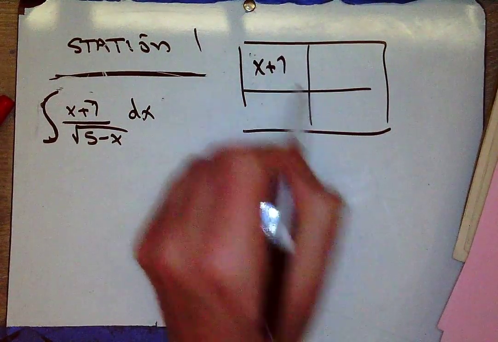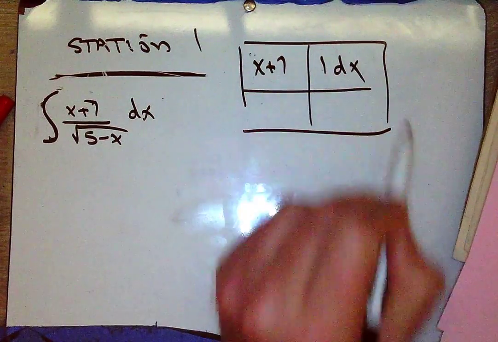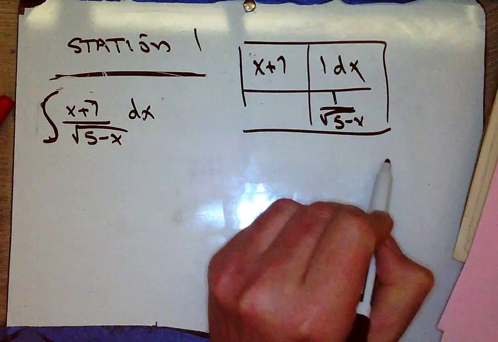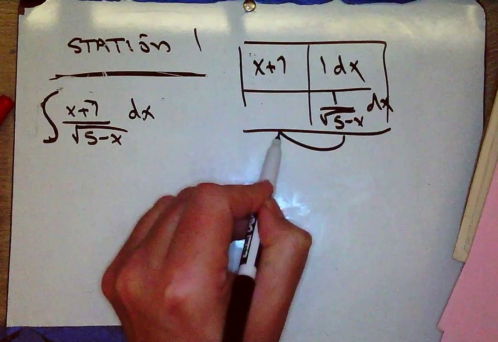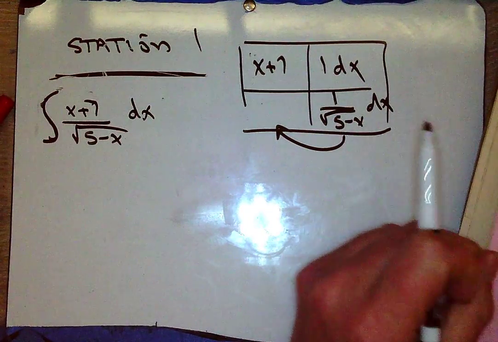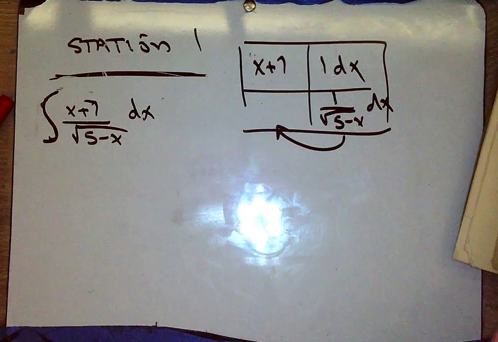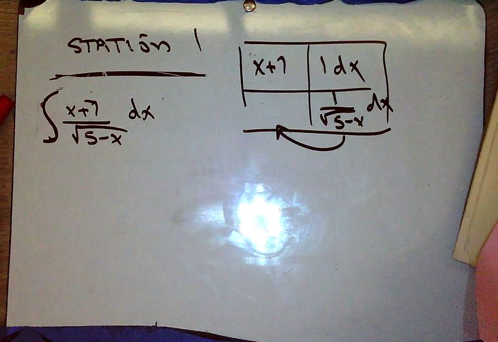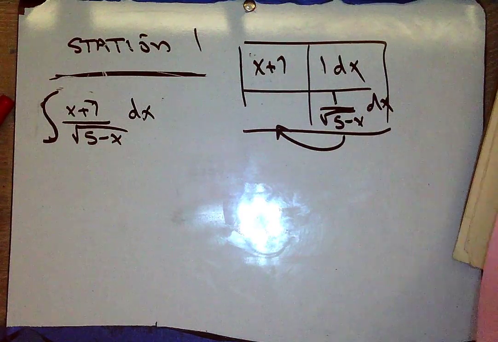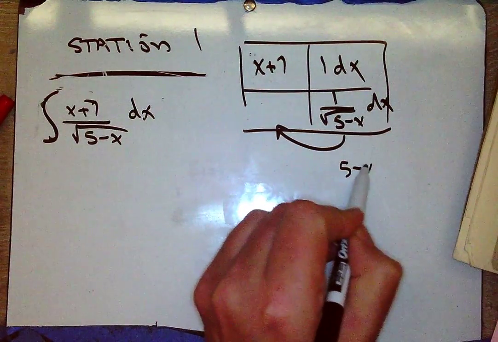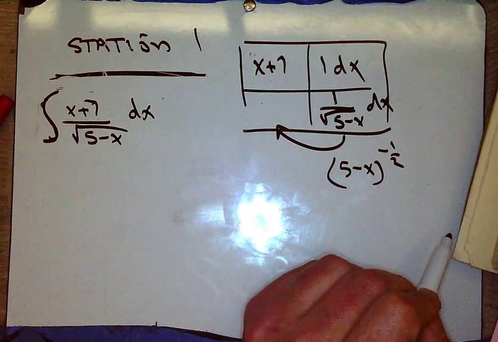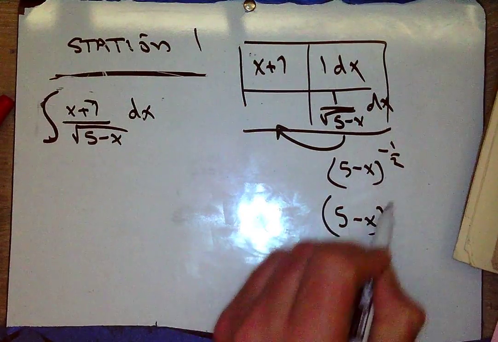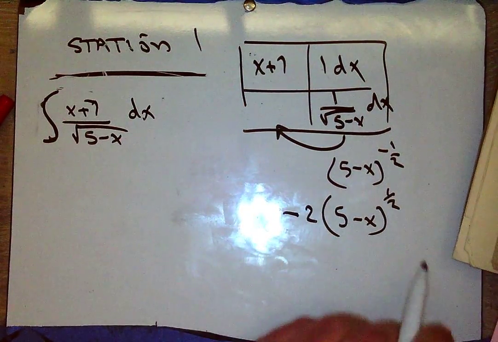So I'm going to put x plus 7 there. And then I get 1 dx as the derivative, and 1 over square root of 5 minus x dx here, which means I need an antiderivative here. All right, well, if I'm thinking about an antiderivative here, this is 5 minus x to the minus 1/2. And so then what would go here would be 5 minus x to the positive 1/2 times negative 2.